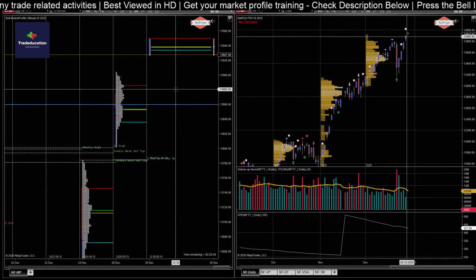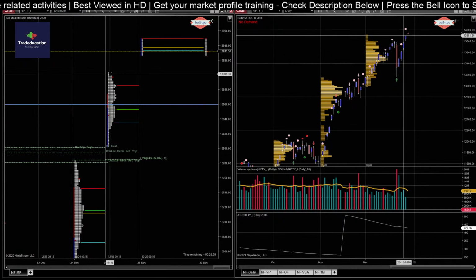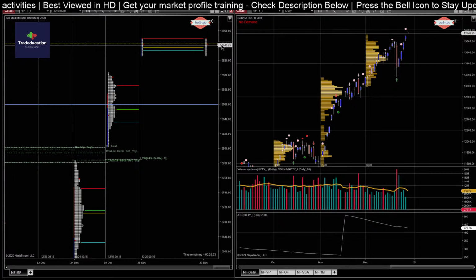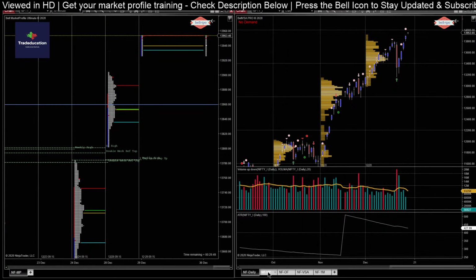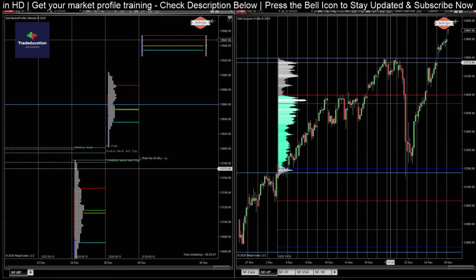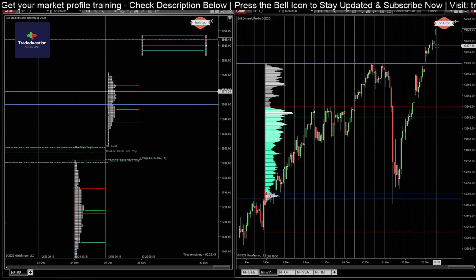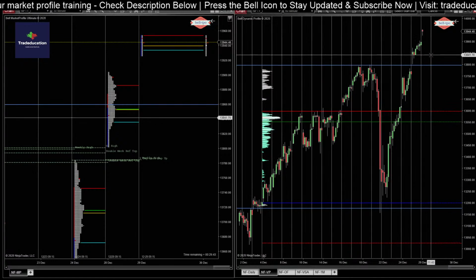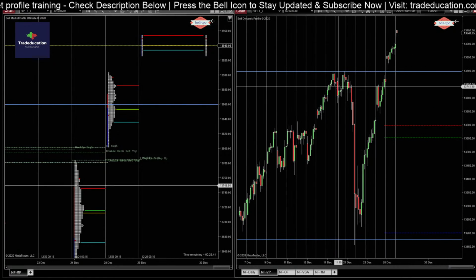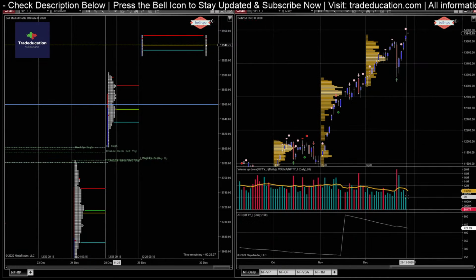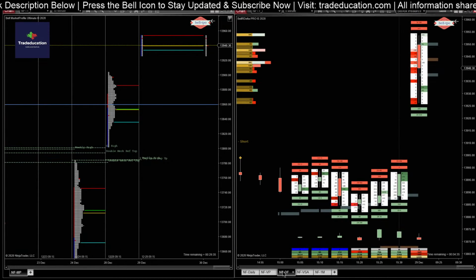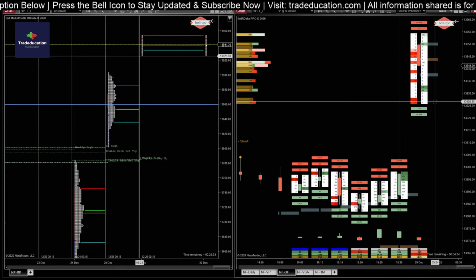So the auction is open outside the range of yesterday. Again, an open equal to high type of scenario is going on. This is the overall balance. I have not used this because we are right now in a new balance. So nothing from volume profile. From the daily chart, we can see that the volumes are pretty less. So let me just jump to the order flow chart.